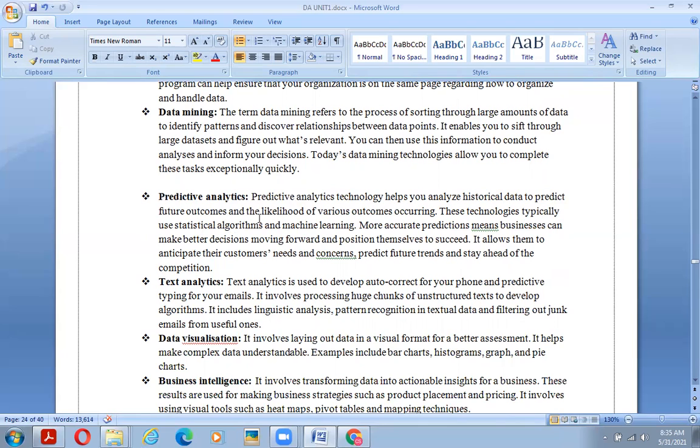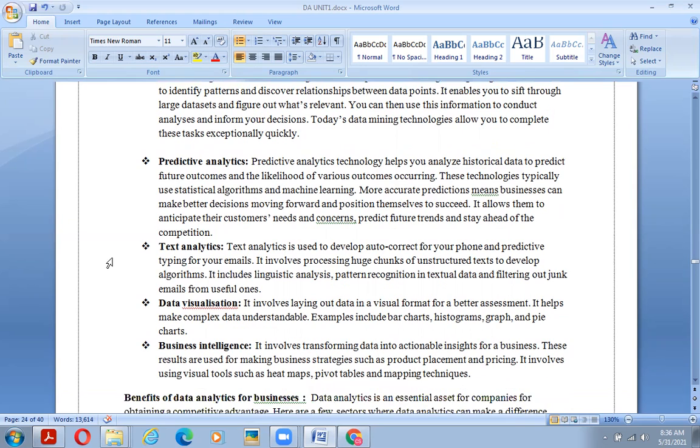This is what data mining does. Data mining helps us sort through a large amount of data, identify patterns, and discover the relationships between the data points. It enables us to sift through large data sets and figure out what relevant information is meant for us. Data mining technology allows us to complete these tasks. Let's understand what comes next.